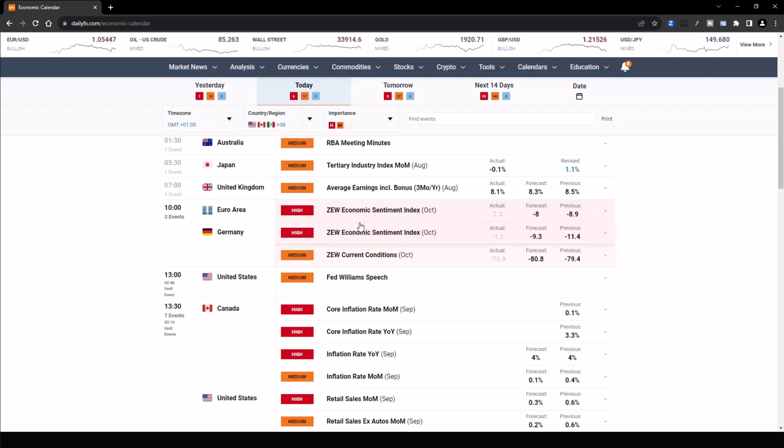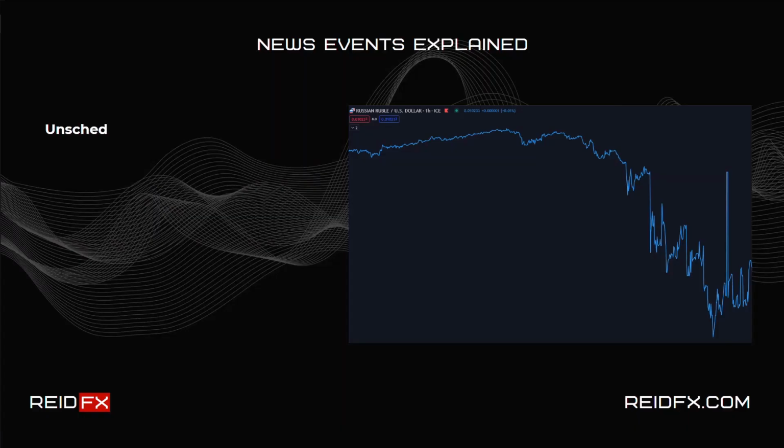Now, red news or high impact news has much more potential to move the market, and we can see this is flashing now because this news is literally just happening. So the previous, if we look, minus 8.9, forecast minus 8, and we got an actual of 2.3. Okay, so there's a huge difference here. So this has likely just caused quite a big move, or right now as we speak is causing a big move in the market. So this is examples of scheduled news events.